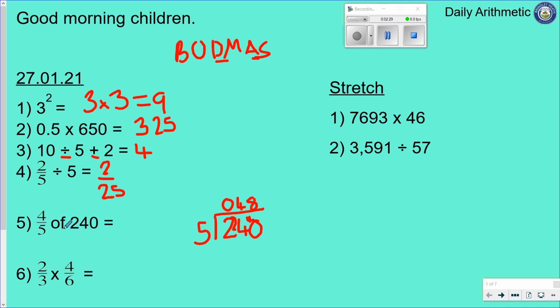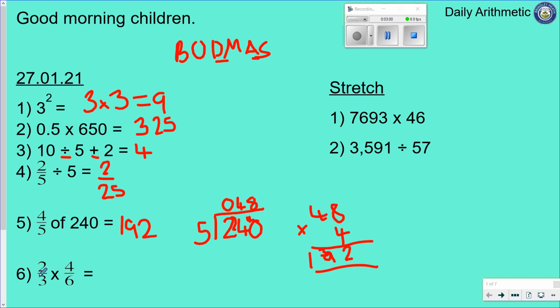So the question is asking me to find 4/5 of 240. By dividing by 5, I found 1/5, which is 48. Next, I've got to times that by 4. So I've got to do 48 times 4. Again, in my head, I don't know what that is, so I'm going to need to do a little short multiplication. 4 times 8 is 32. 4 times 4 is 16, add my 3 gives 19, so 192.